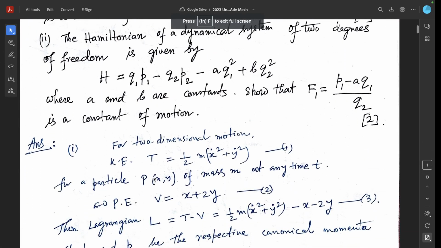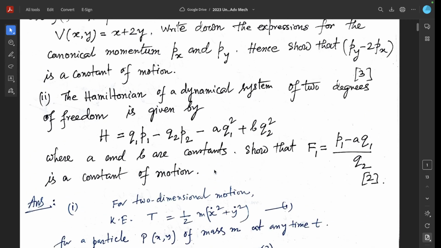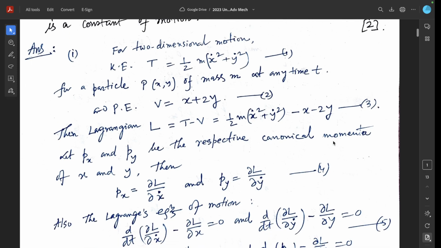First part, question 3a. For two-dimensional motion, the kinetic energy T equals half m (x dot square plus y dot square), for a particle at the point P(x, y) of mass m at any instant t, and potential energy V equal to x plus 2y. Then the Lagrangian L of the system equals T minus V, equal to half m (x dot square plus y dot square) minus x minus 2y.